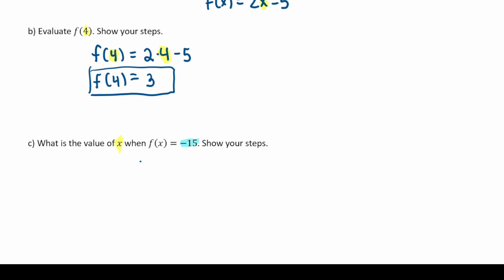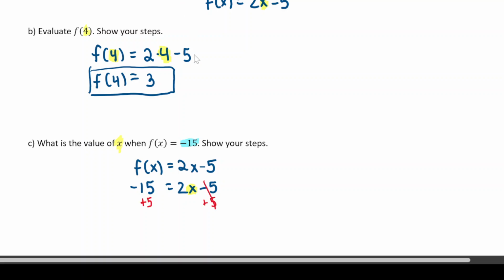So let's pull up our equation. Our equation is this, 2x minus 5. So it's saying, what happens when the answer is -15? What value of x do I need to input here? So my goal is to find that x. So again, we need to use opposite operations. I'm going to start with adding 5 to both sides. That cancels out the 5.